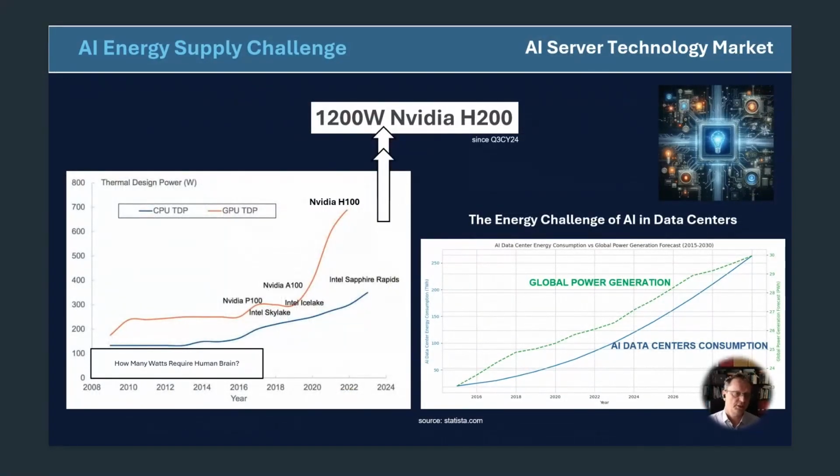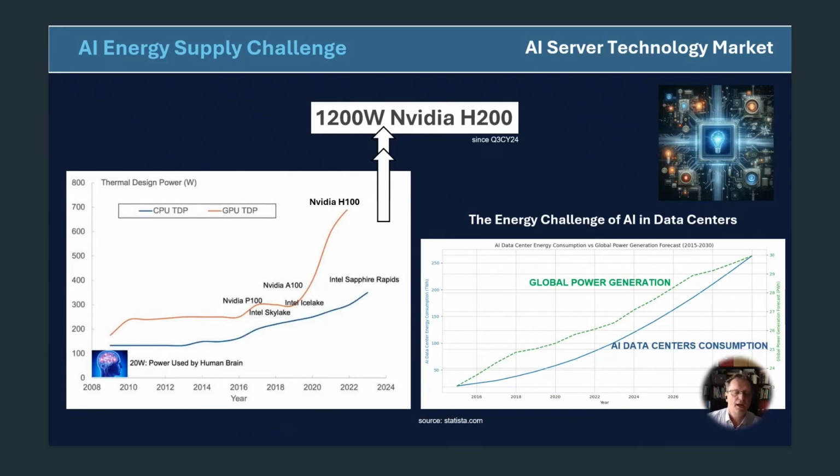If you look at the current consumption of such GPUs, AI GPUs have significantly higher power consumption compared to the standard CPUs and GPUs seen in normal PCs and computers. These CPUs have a consumption around 340 watts. The first generation Nvidia H100 has a consumption around 700 watts, but the current generation H200 has reached around 1200 watts. For curiosity, you can guess how many watts a human brain requires for human intelligence. It's around 20 watts.